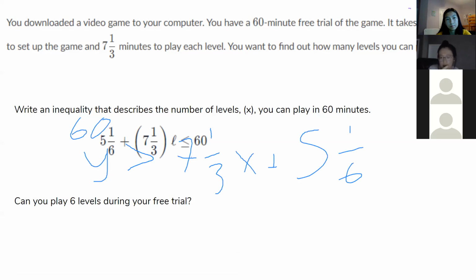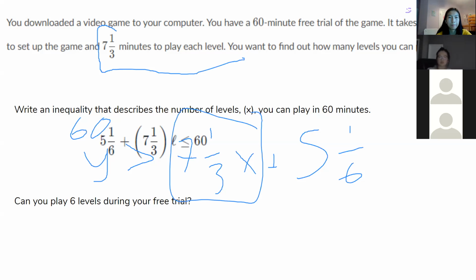Wait, I have a question. Yeah, what's up? How did you get 7 1/3 for this? Yeah, so you see it says it takes 7 1/3 minutes to play each level. So for each level that we play, the time's going to go up by 7 1/3 minutes. So to find our total time, we have to multiply the number of levels we play by 7 1/3. That's why we're multiplying it with x. Does that make sense? Yeah. Cool.